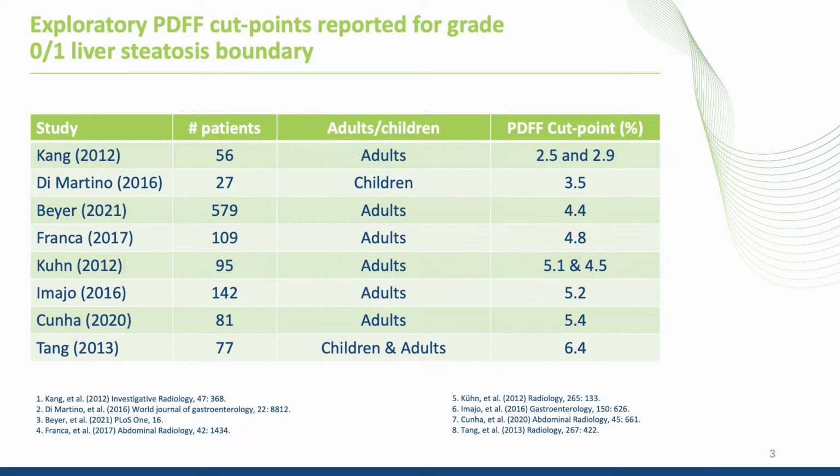For example, here are 8 studies that have reported exploratory PDFF cut points for predicting liver steatosis. In other words, steatosis grades 1 or above. The left-hand column of the table shows the first author of the study and the year it was published. We then have the number of patients in the study, and on the right-hand side we have the PDFF cut points that were determined from the data as the best cut points for distinguishing between grade 0 and grade 1 and above steatosis. And what you will notice is that these cut points range from as low as 2.5% up to 6.4%. And that range will have critical effects on sensitivity and specificity for measuring steatosis.